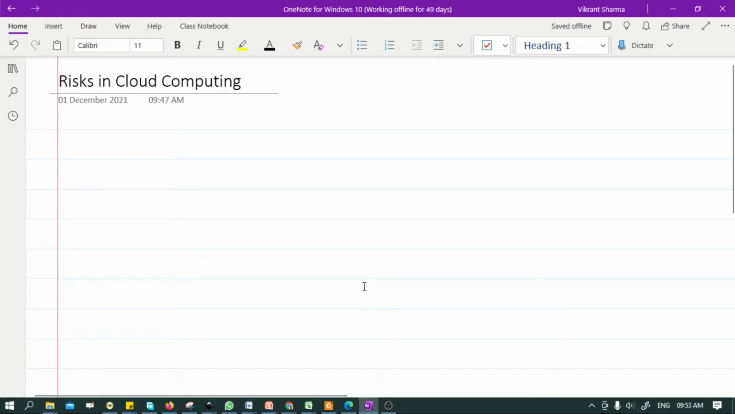Welcome class. In this session we will be talking about the risks involved in cloud computing. In our day-to-day life, whenever we are doing any task, there is a certain amount of risk involved in it. Similarly, there are various risks in opting for cloud computing also.